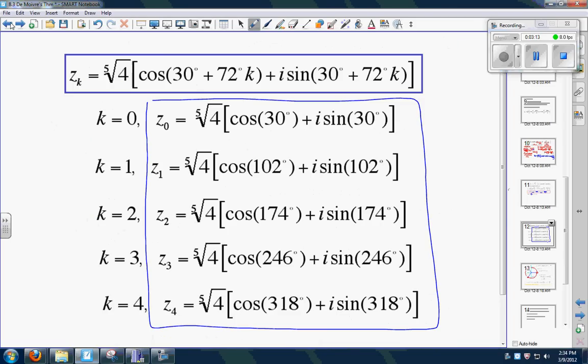Okay, so our idea here, we had fifths. So we have one at 30, we have one at 102, we have one just before pi, we have one here and here. Okay, so it splits the circle up into 5 equal regions. Here's where all the roots happen.